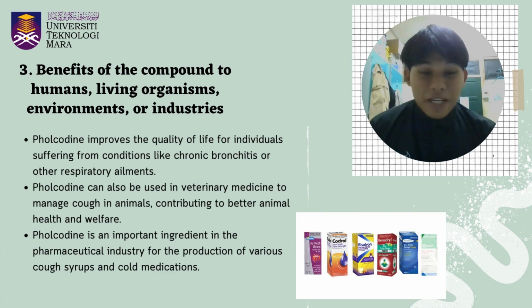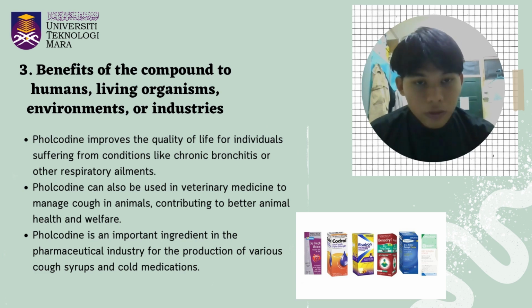Lastly, the benefits of the compound to humans, living organisms, environments, or industries. Pholcodine improves the quality of life of individuals in conditions like chronic bronchitis or other respiratory ailments. For living organisms, it is also used as a veterinary medicine to manage cough in animals, contributing to better animal health and welfare. And lastly, in industries, pholcodine is an important ingredient in the pharmaceutical industry for the production of various cough syrups and cold medications.